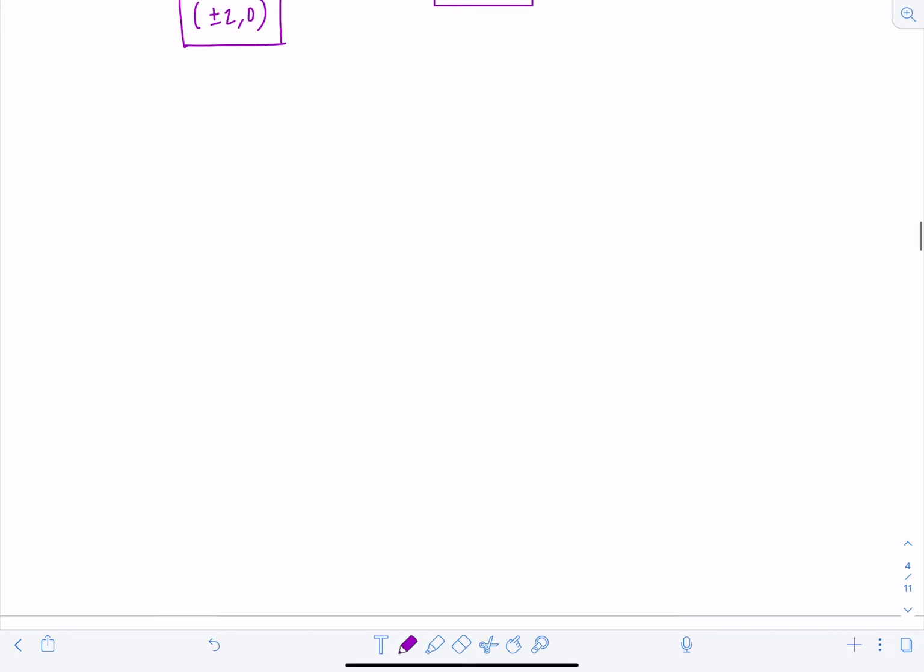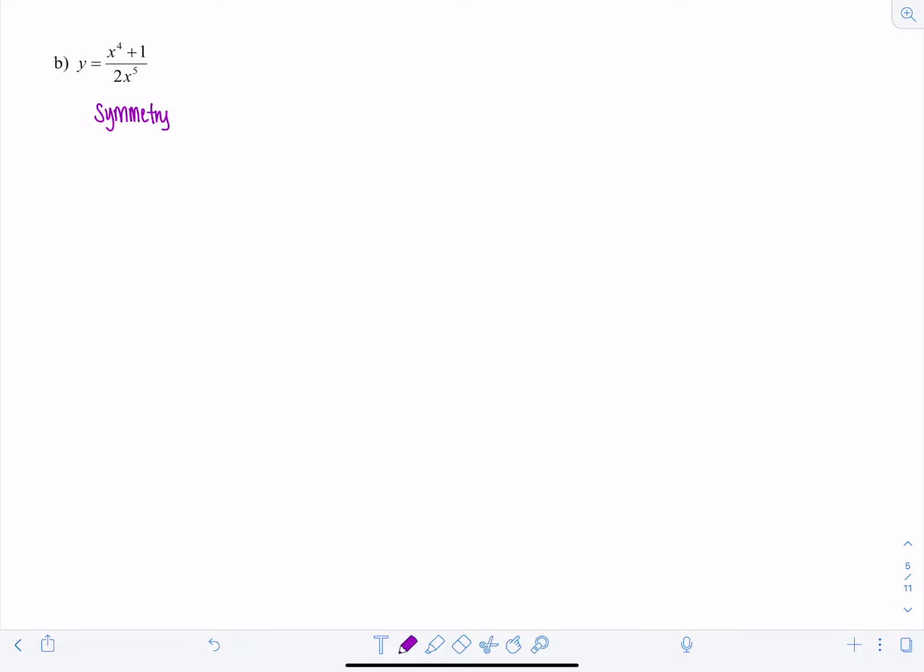Okay, just a little more interesting, a little more spicy. So I'll start off by testing for symmetry again. This time our equation is y equals x to the 4th plus 1 divided by 2x to the 5th. So let's test for x-axis symmetry. Remember, for x-axis symmetry, I'm going to substitute in negative y for y: negative y equals x to the 4th plus 1 over 2x to the 5th. Now there really isn't any cleaning up or simplifying to do. So you look at this equation, is it the same or equivalent to the original? No way, there's an extra negative on the left-hand side, so no x-axis symmetry.